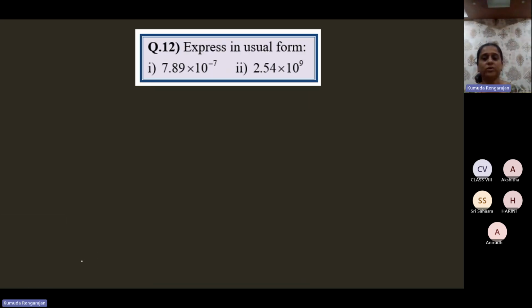Now in this question, we'll have to express in the usual form. The expressions given are in the standard form or the scientific notation. We'll have to put the number back in the usual form. 7.89 into 10 to the power minus 7. So this is nothing but 7.89 divided by 10 to the power 7. You understand how to write this?